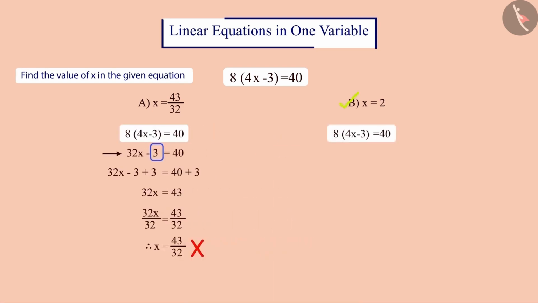If we look carefully, we can see that the entire bracket containing this expression is multiplied with 8 and not just 4x. Thus, along with 4x, we must also multiply minus 3 with 8. So our second step must look like this. Thus, when a number is multiplied with more than one term within a bracket, we should be careful to ensure that the number is multiplied with all the terms inside the bracket.